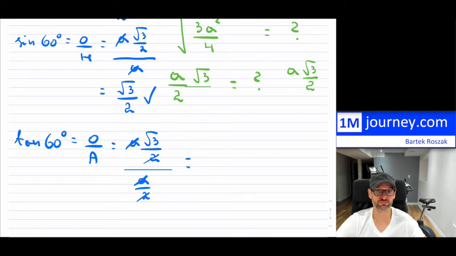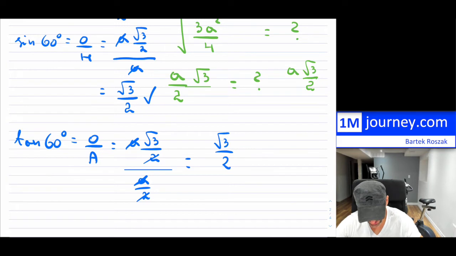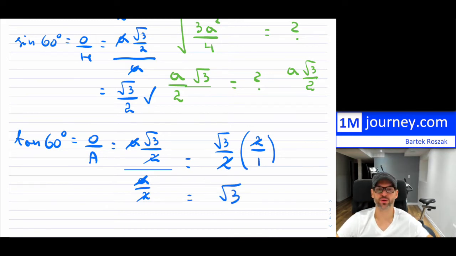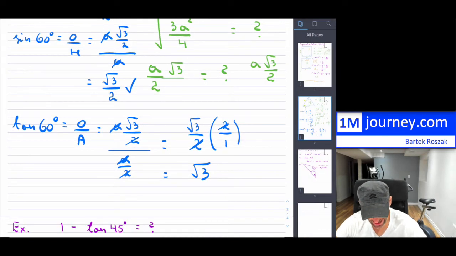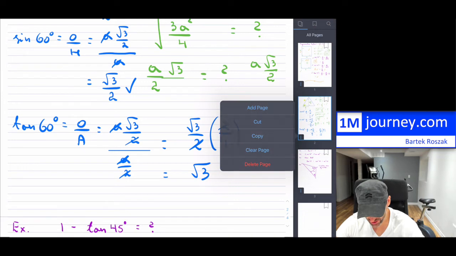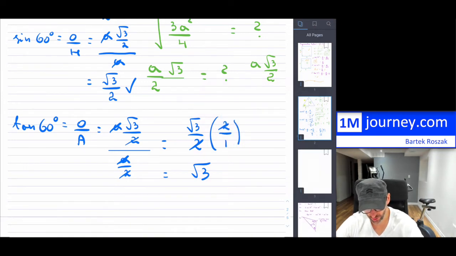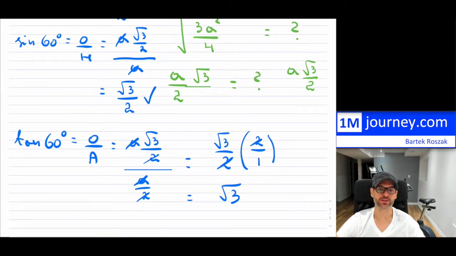That's just understanding of fractions. Basically, because you're dividing, that 2 is going to go up on top. So it's kind of like this. That cancels there, and what does this give us? Square root of 3. That's the tangent of 60 degrees. And so there you have it. Those are the actual ratios that you have for 60 degrees.